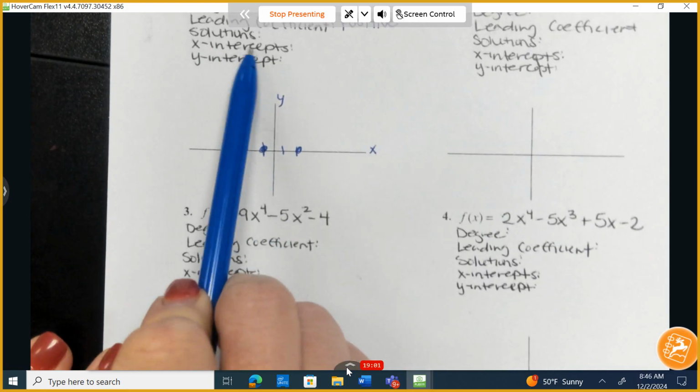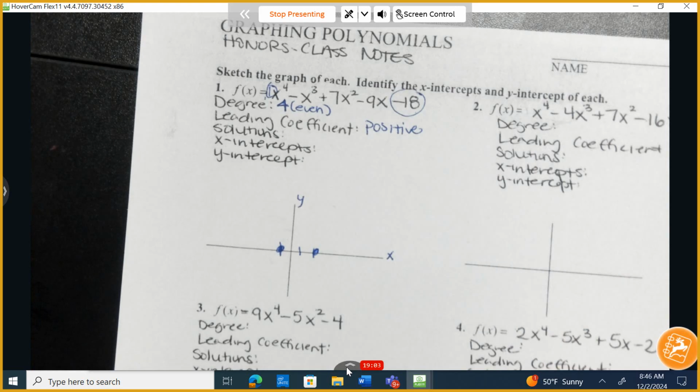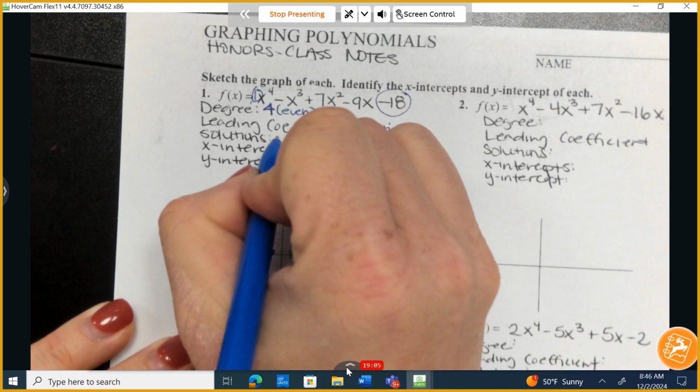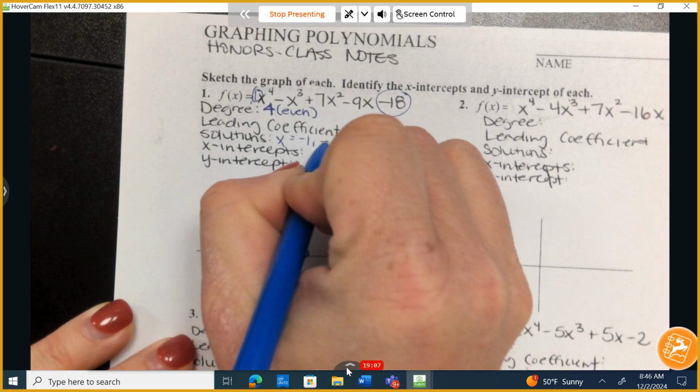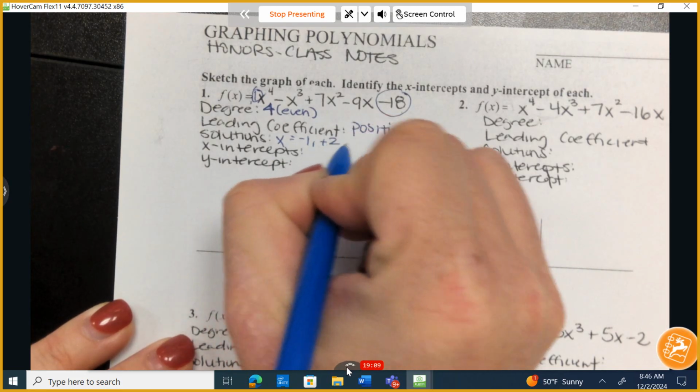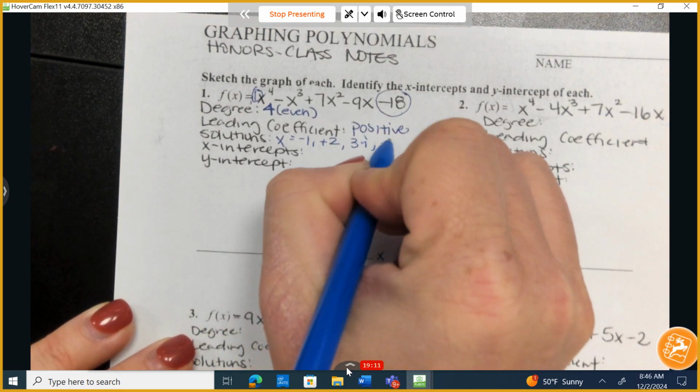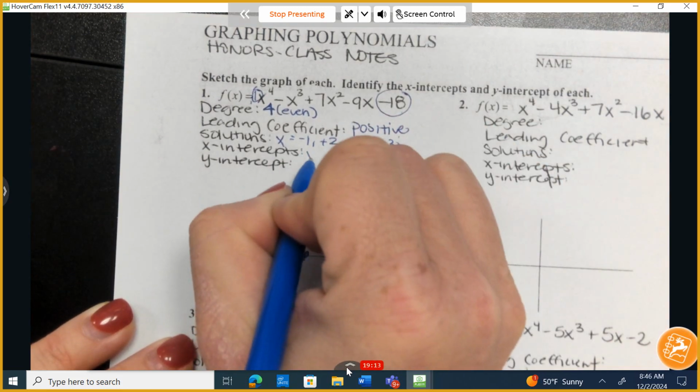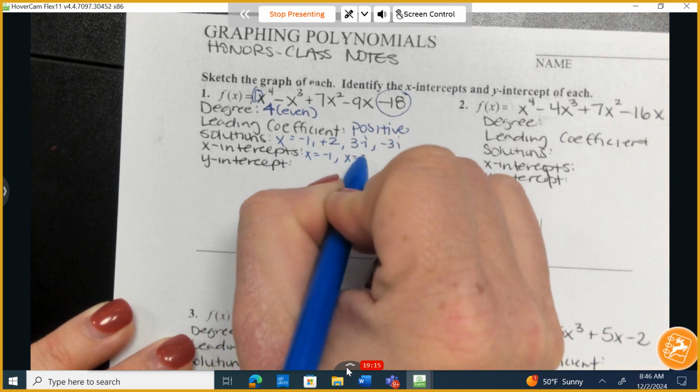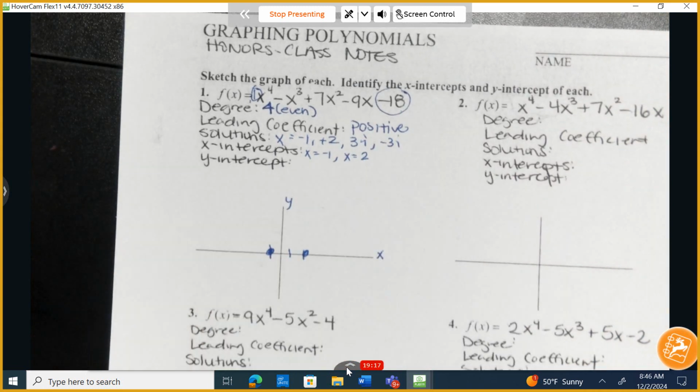All right, we know the x-intercepts. That's right here. We've identified those. We know our solutions. I'm going to write this in place. The solutions are x equals negative 1, positive 2, positive 3i, and negative 3i. The x-intercepts would be x equals negative 1 and x equals positive 2. I've already put those down.